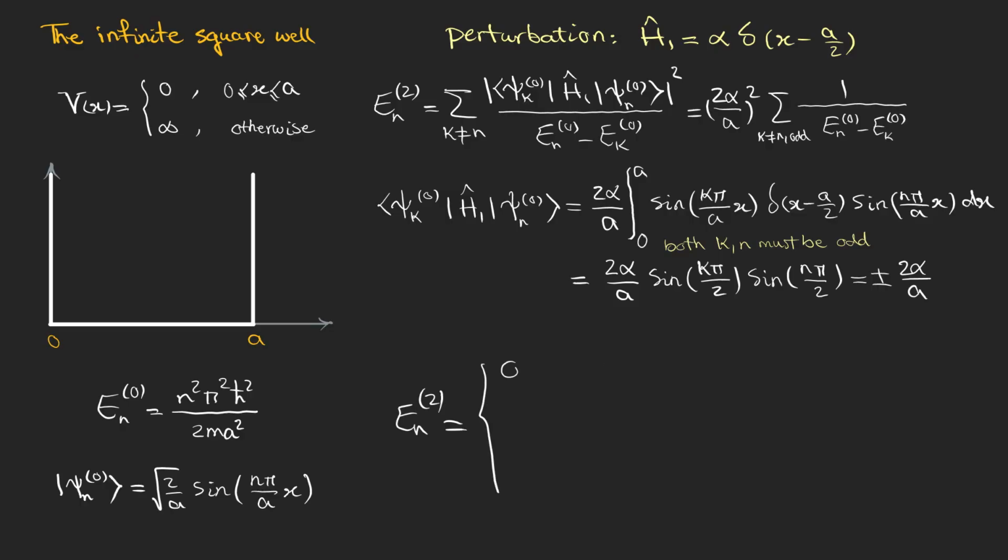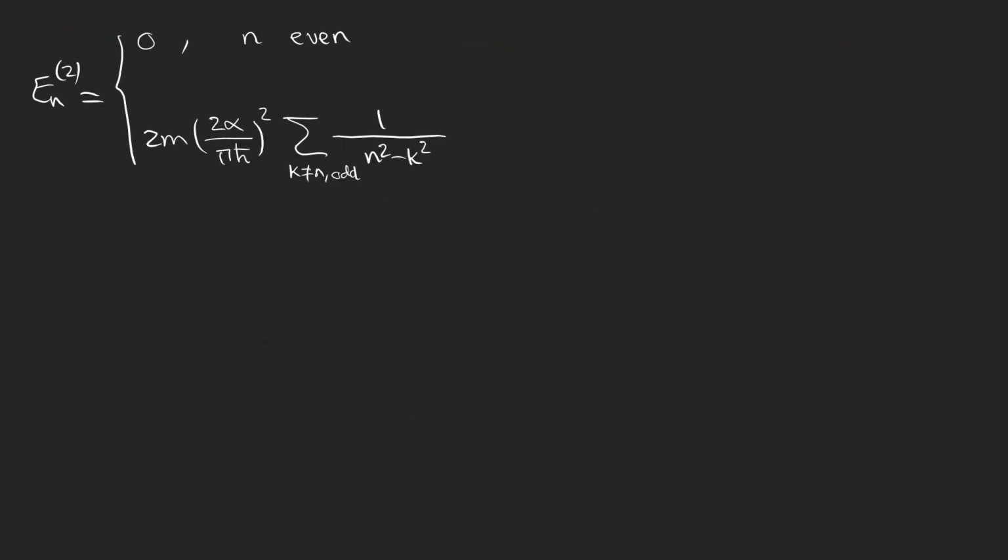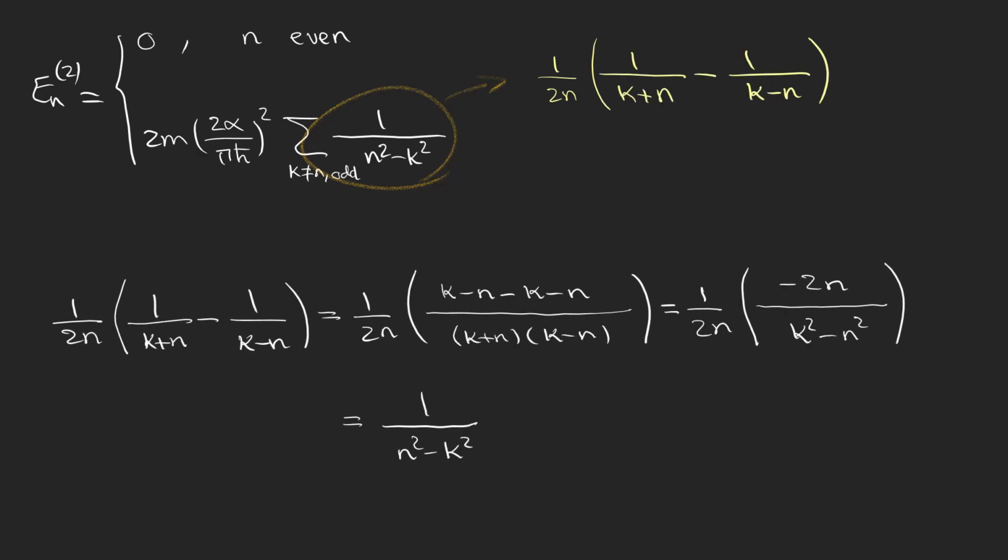For even values of n, the second order shift in energy is 0 as we expected, and for odd values of n, it is given by this series. Let's see how we can more easily find this series. This expression can be simplified into this, and this is the proof.